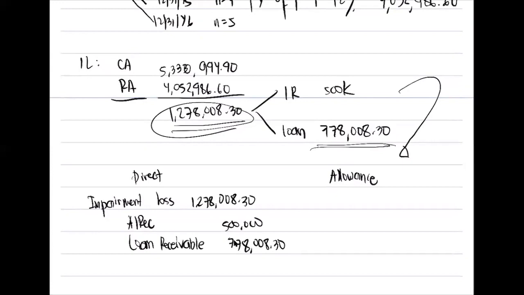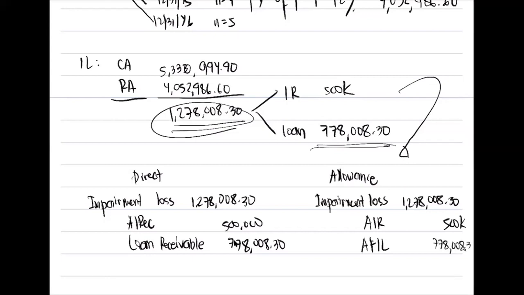Again, under direct, we just record the amount of our impairment directly to the loan. If under the allowance, instead of crediting the loan, we credit allowance for impairment loss. So our entry is debit to impairment loss, 1,278,008.30. We credit accrued interest receivable of 500,000, and we credit allowance for impairment loss of 778,008.30.